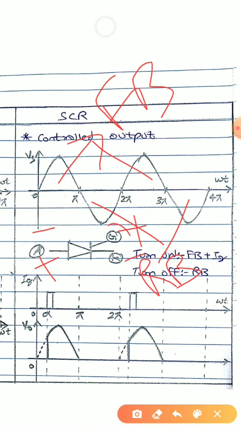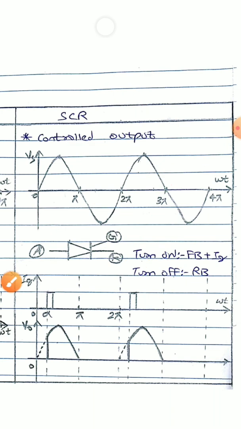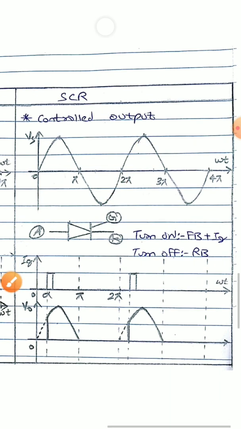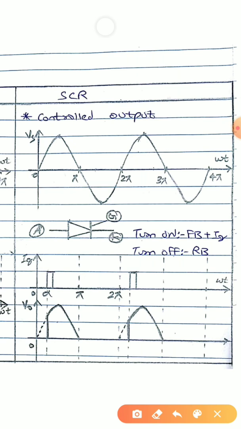Now, depending on when I give the gate signal, I have to give a positive gate signal. Forward bias also has to be there, and a positive gate signal also has to be there. When these two conditions are satisfied, my device will start conducting. Here we can see that at alpha I am giving a gate pulse, that is, a positive gate pulse.